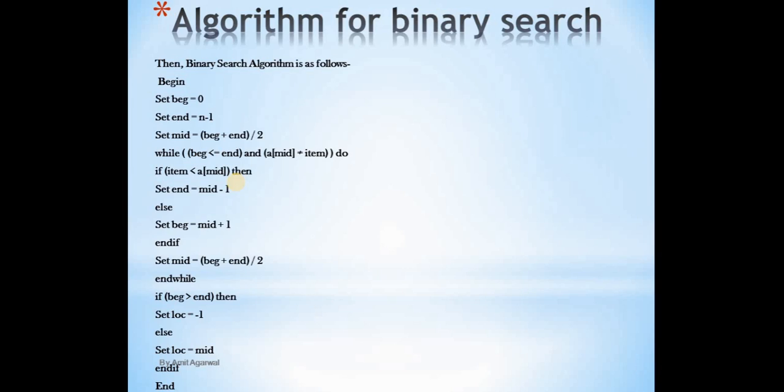Then we have to check if our item is less than the a mid. Item means the element that we have to find. Then we have to set end, means the higher limit, to mid minus 1, and if it is not, then we have to set the lower limit to mid plus 1. You might not be able to understand what exactly I am trying to say, but meanwhile just go along with the algorithm.